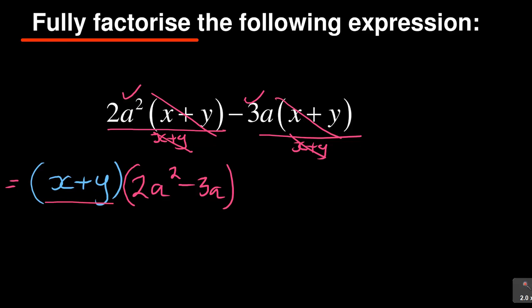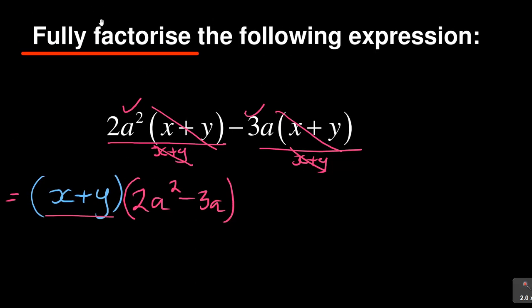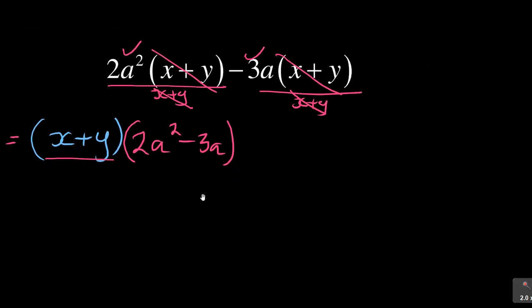But the question was clear. It says you need to fully factorize. So when you go on further, you will identify that in the second bracket, it's 2 and 3. There is nothing common there. But look at the variables. I've got a squared, and then I've got a. If it's not showing any power, it means it's to the power 1. So the fact that I'm mentioning a twice, a squared, a, it means the a there is common. So what you need to do, you need to take out the a.